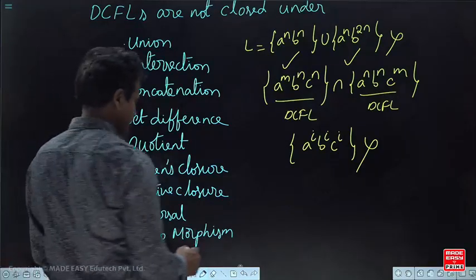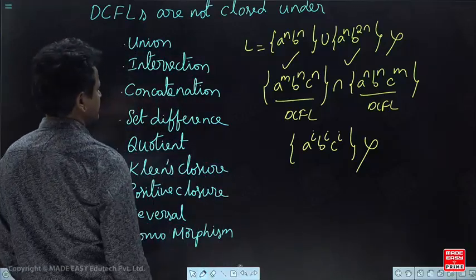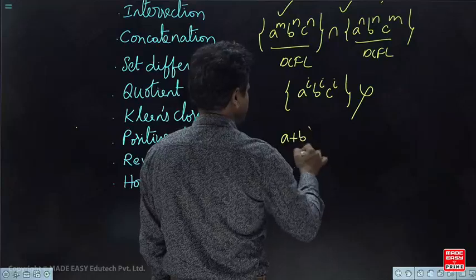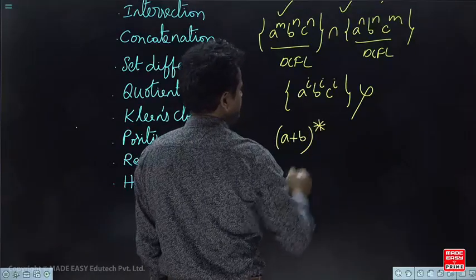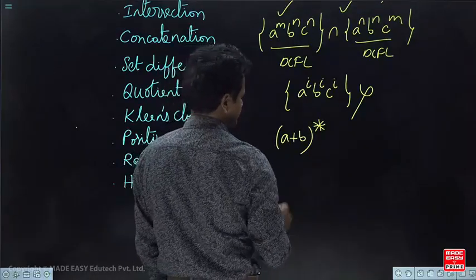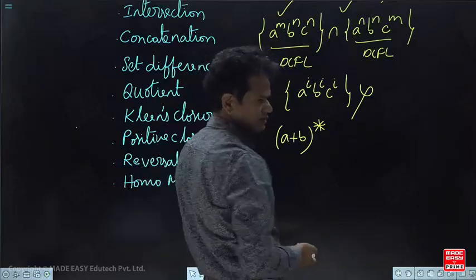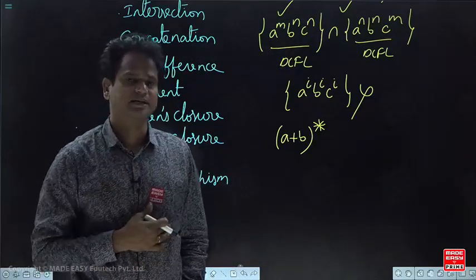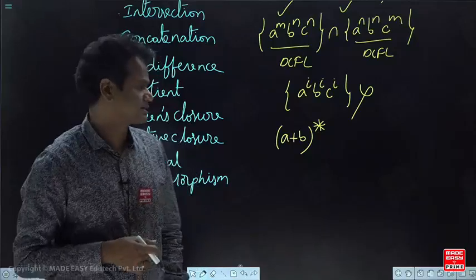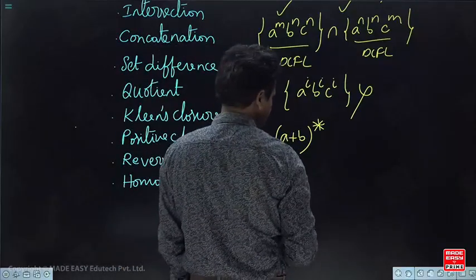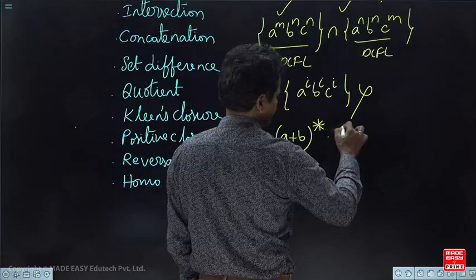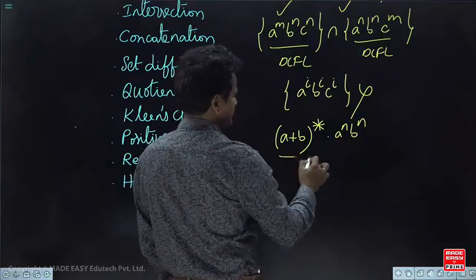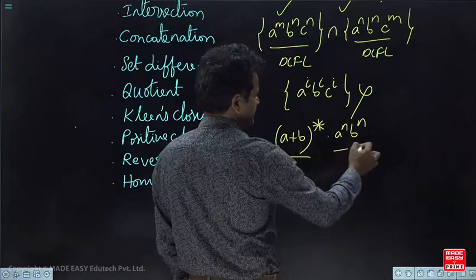Next, concatenation. Suppose (a+b)* is a regular language. Every regular language is also DCFL. I'll tell you at the end the Chomsky hierarchy. When I say Chomsky hierarchy, you will understand. It is regular and also DCFL, and this is DCFL. So regular is DCFL and DCFL.